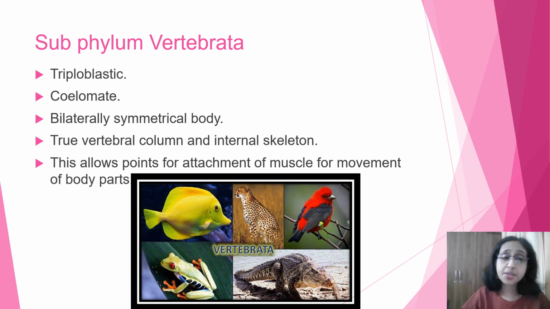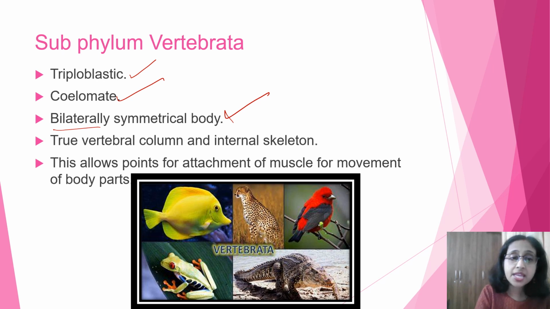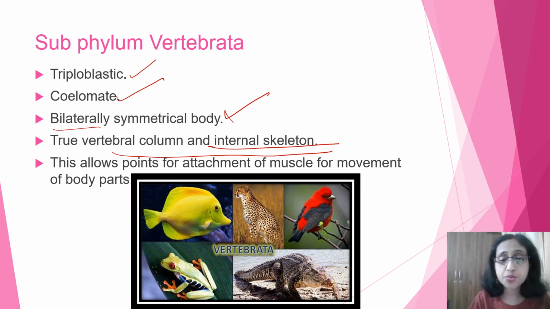So their characteristics: they are triploblastic, having three layers, that is ectoderm, mesoderm and endoderm. They are coelomate, having a body coelom. They have a bilaterally symmetrical body. They have a true vertebral column and an internal skeleton. Is it clear to all? And this allows points of attachment for muscles for the movement of the body parts.